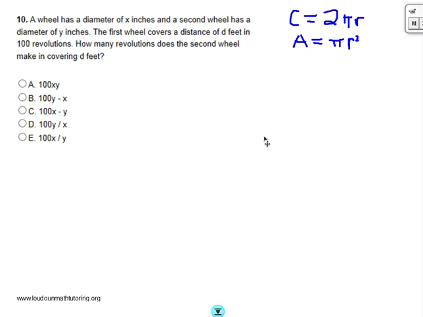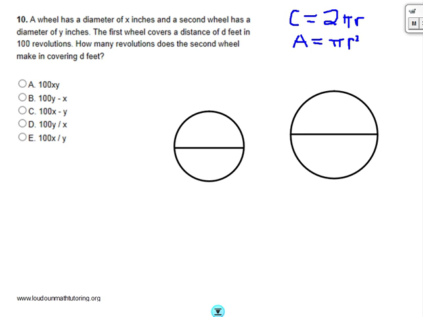Here we have one circle with a diameter of x. We have a second circle with a diameter of y. All right, it says the first circle covers a distance of d feet in 100 revolutions. What you have to understand about circles is the distance that a circle travels.